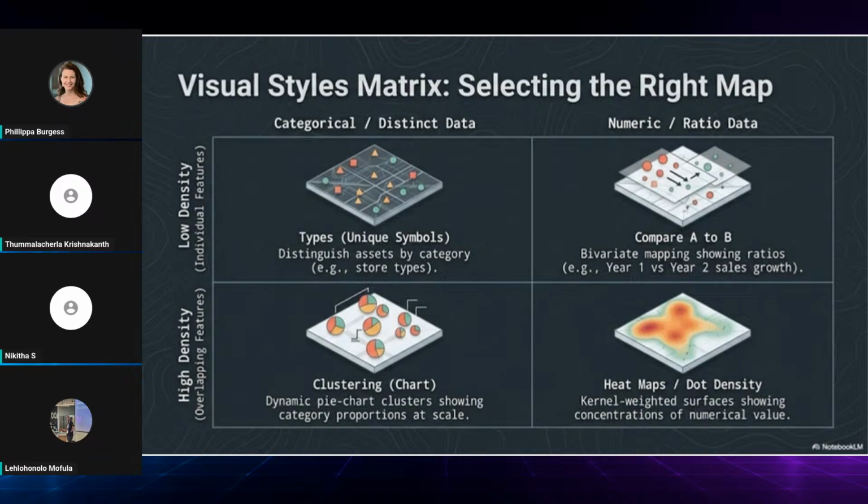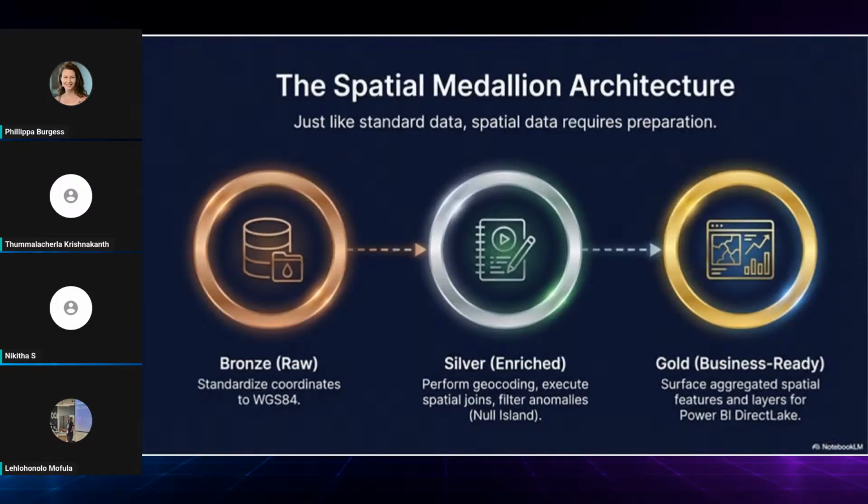Where do the points concentrate to create a dot density map? And spatial medallion architecture is similar to any medallion architecture you're going to have working in Fabric. So it just requires preparation. So your bronze is your raw, sort of the standard. So you want to standardize your coordinates, typically to WGS 84.